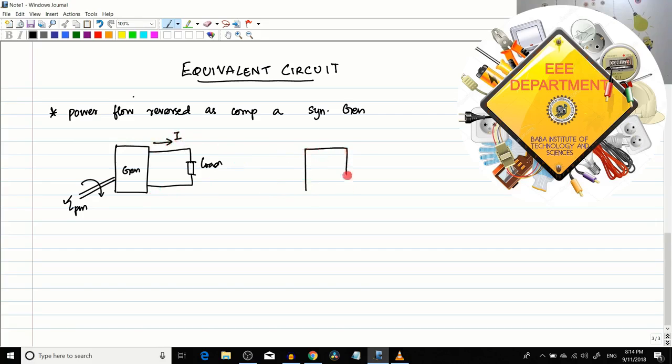Whereas in a synchronous motor, this is the synchronous motor, you apply an external electrical power supply. The current goes into the synchronous motor and outside you get the induced torque. So the output power you get is mechanical power, and the input power is electrical power. For a synchronous generator, the input is mechanical power and the output is electrical power. What I mean by the power flow being reversed is that the current is reversed.